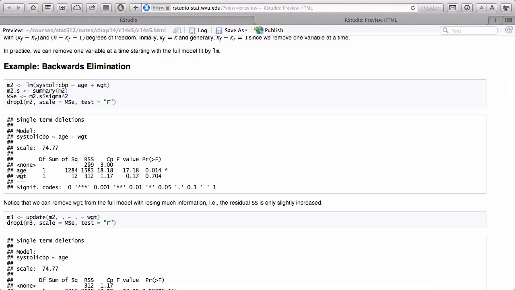Now suppose I drop out age. What happens? Well, this first term, 1284, is the sum of squares due to regression.